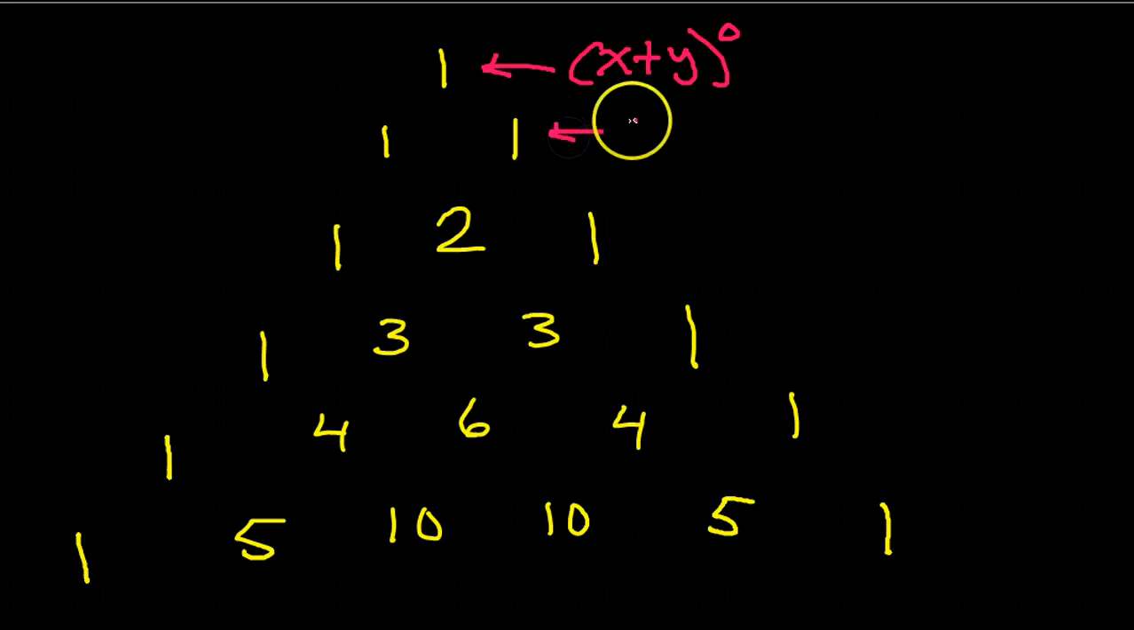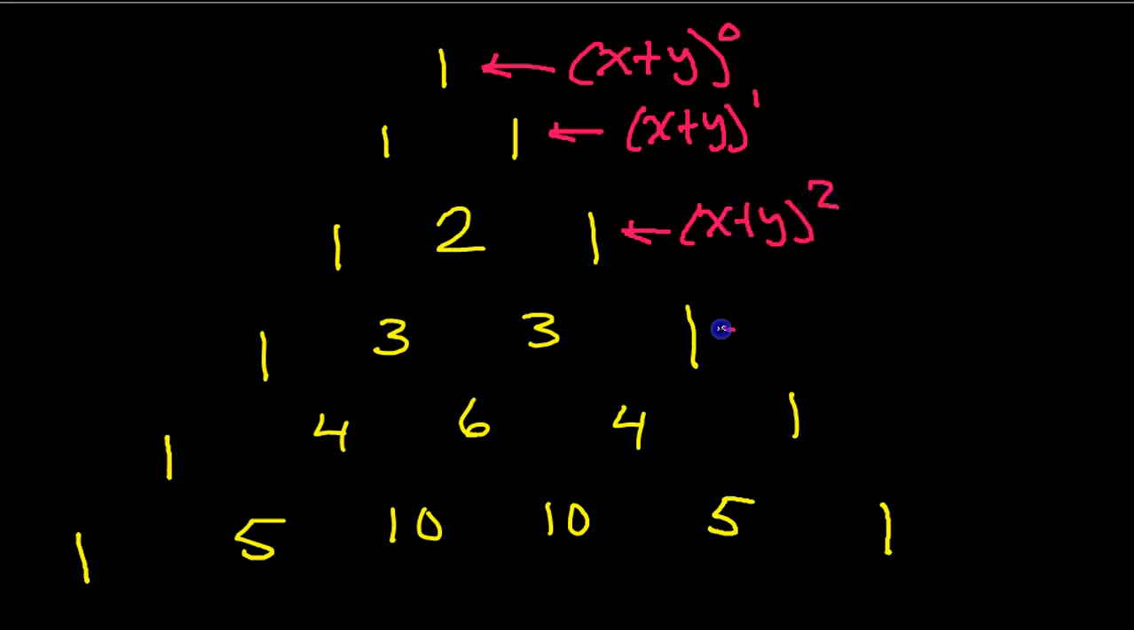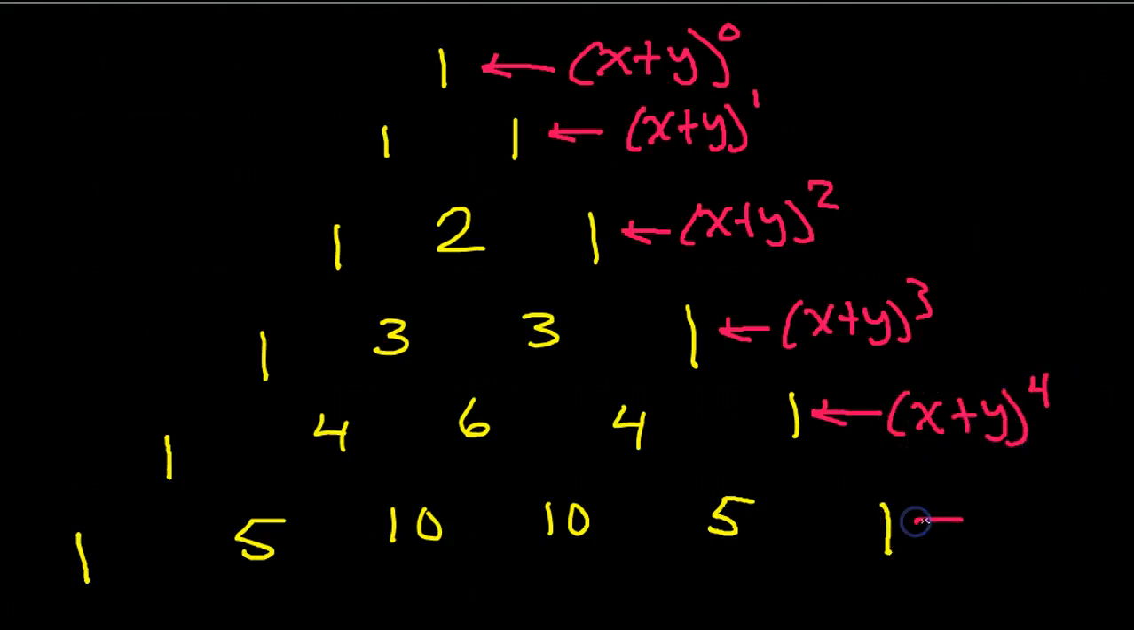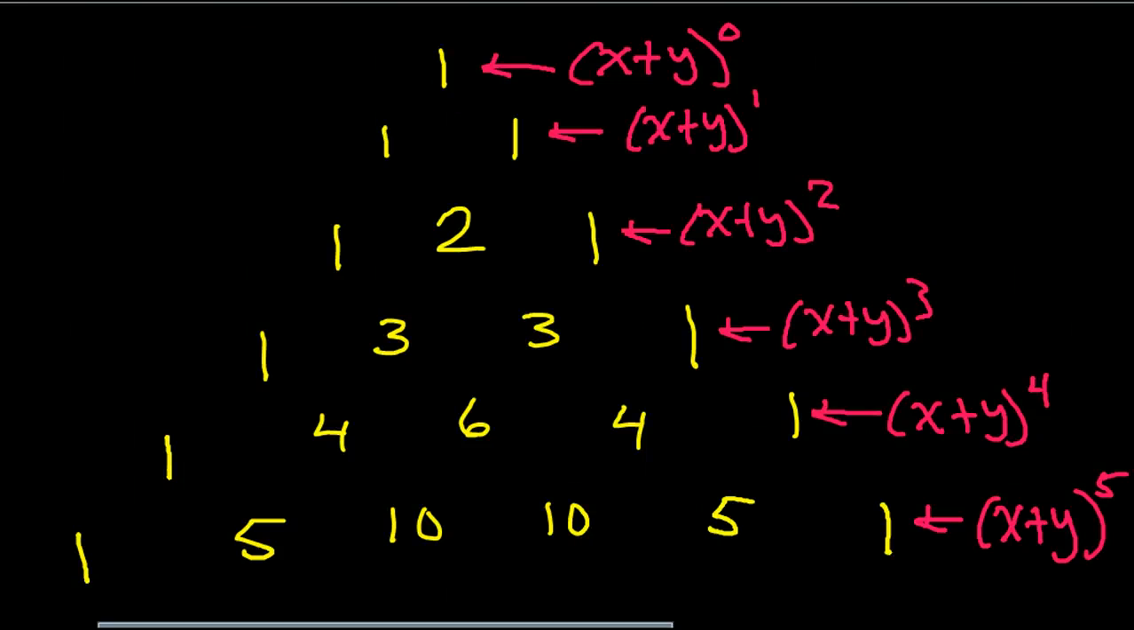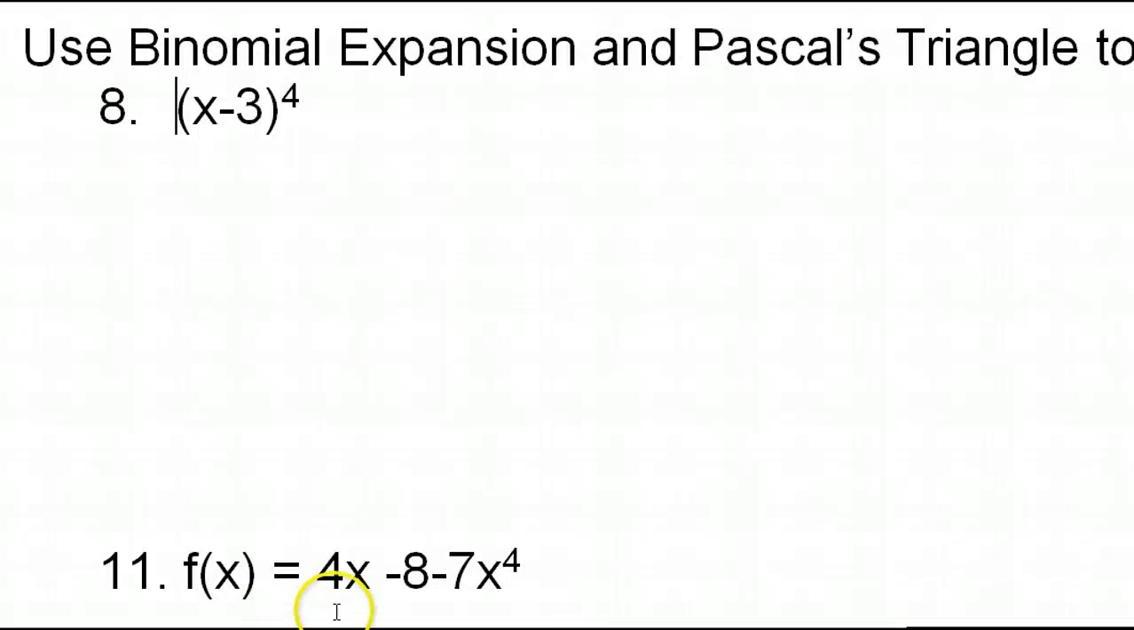So this next row, this is what I would get if I do x plus y to the first power, binomial to the second power, third power, fourth power, fifth power. Alright, but these are the coefficients in every case. And I could keep going, 6th power, 7th power if I wanted to or needed to. Okay, now back to business.